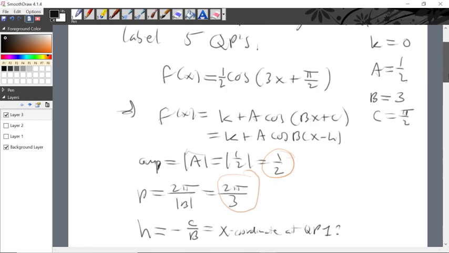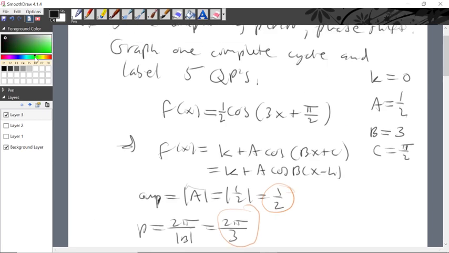I'm also going to make a note of what is the basic shape I expect to see. We have a cosine model, a cosine wave, and we have a value of a that is greater than 0, given to be positive 1/2. So the wave I expect to graph here as a complete cycle will start at a maximum and end at a maximum. And it's going to go through the equilibrium at 2 points, and it's going to hit the minimum at 1 point. And those are going to be the locations of the 5 quarter points for this cycle.